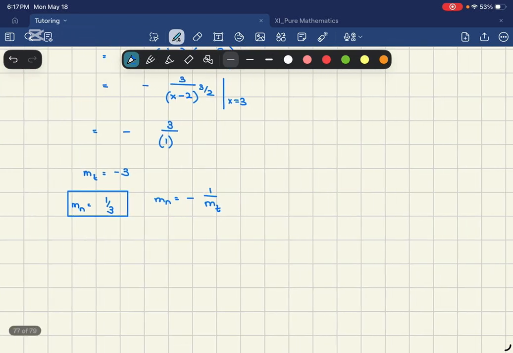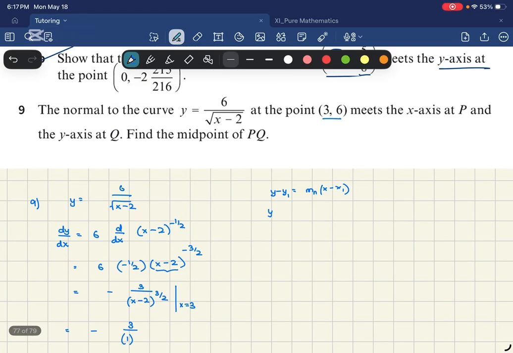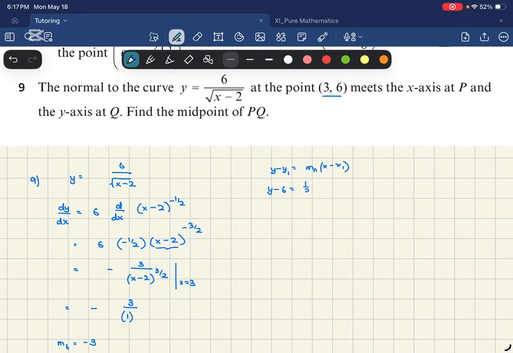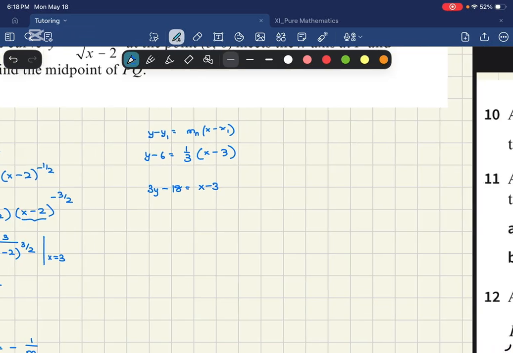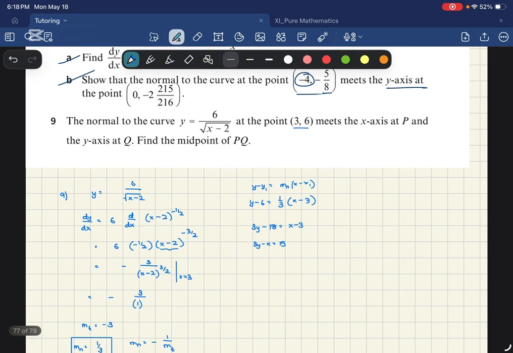So now that we know that it's 1 over 3, we can find the equation of our normal line. So y minus y1 is going to be m normal times x minus x1. So y minus 6, the slope of your normal line is 1 over 3, times x minus 3. And now if I multiply by 3 on both sides, I get 3y minus 18 is equal to x minus 3. So 3y minus x is going to be 15. So that is going to be the equation of your normal line.